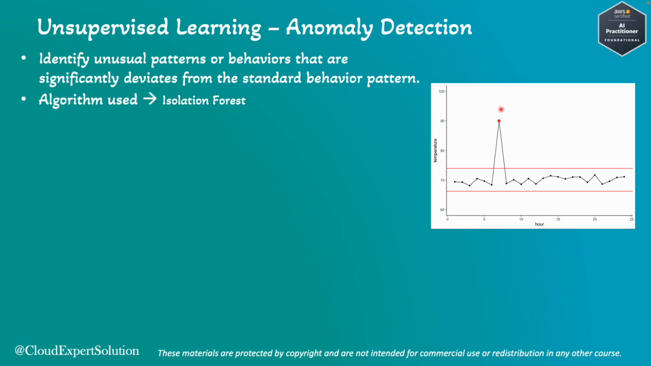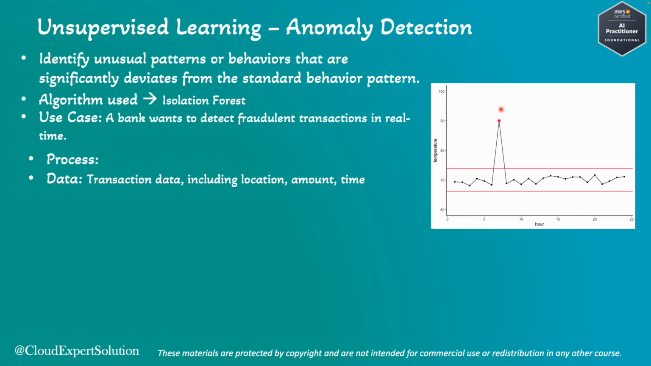One of the algorithms used in anomaly detection is called isolation forest. Amazon also has its own proprietary algorithm called random cut forest. A common use case could be, let's assume a bank wants to detect fraudulent transactions in real time. And in terms of process, my data set is all the financial transactional data that includes location, amount, and time.